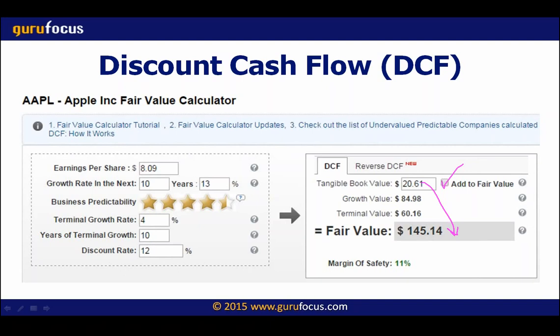Finally, it's going to give you a margin of safety. So what is a margin of safety? It'll show you how much today's price is below your estimated value. So the greater the margin of safety, the better. If it's a red number here and it's negative, then today's price is in excess of your calculated fair value.